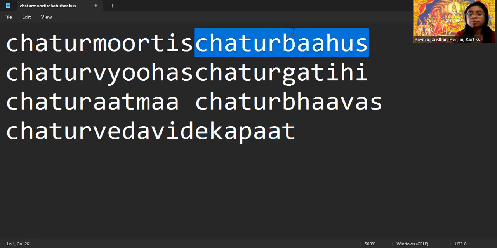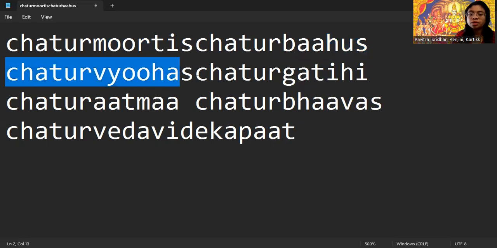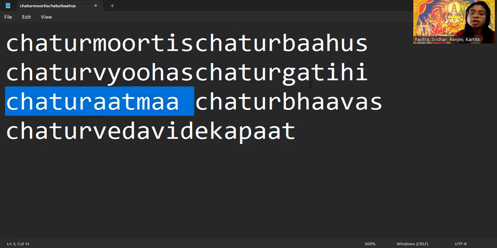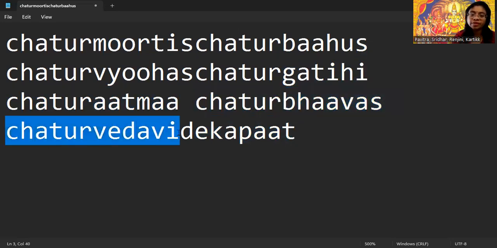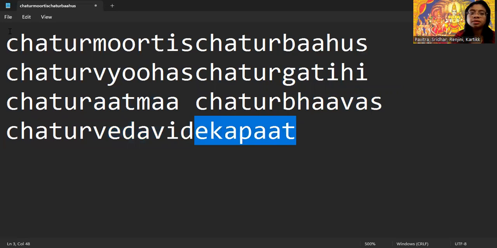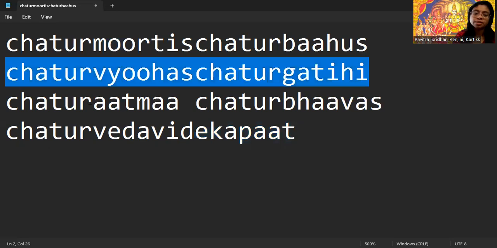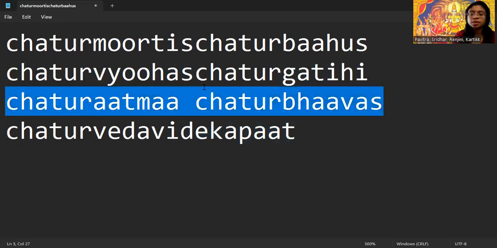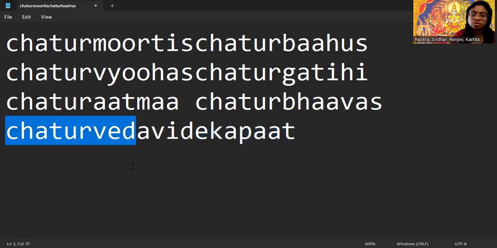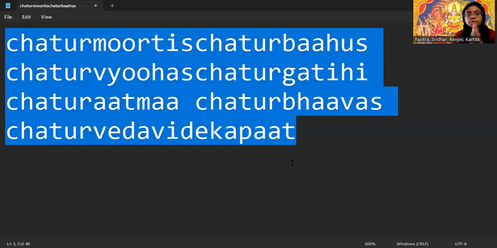Chatur-moortih, chaturbaahus, chaturvyoohaschaturgatihi, chaturaatmaa, chaturbhaavas, chaturvedavidekapaat, chaturmoortischaturbaahus, chaturvyoohaschaturgatihi, chaturatmaa, chaturbhaavas, chaturvedavidekapaat, chaturmoortischaturbaahus, chaturvyoohaschaturgatihi, chaturatmaa, chaturbhaavas, chaturvedavidekapaat.